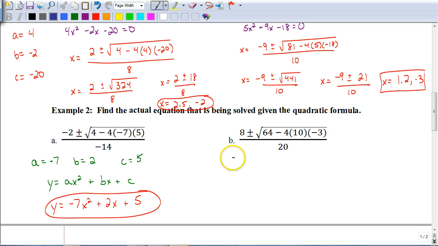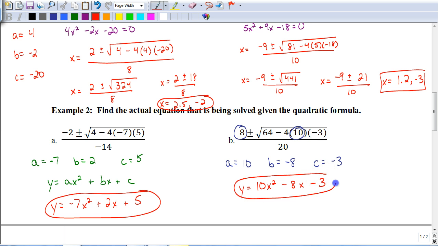Okay, with this one, you should have gotten that your value for a is a positive 10. You get that from right here. Here's your a. Your b, well, it's the opposite. 8 is the opposite of what's happening to b, so b is a negative 8, and c would be a negative 3. So my equation would be y equals a, so 10x squared, plus b, b is a negative 8, so I'm going to write it as minus 8x, plus c, so it's plus negative 3, which I'm going to write as minus 3. So there's your answer.